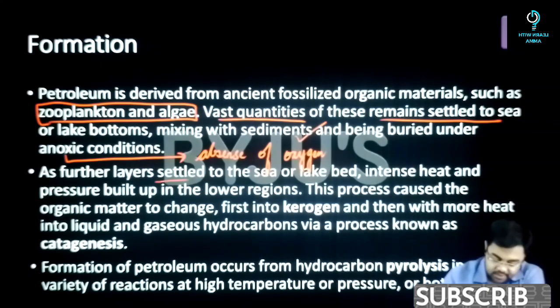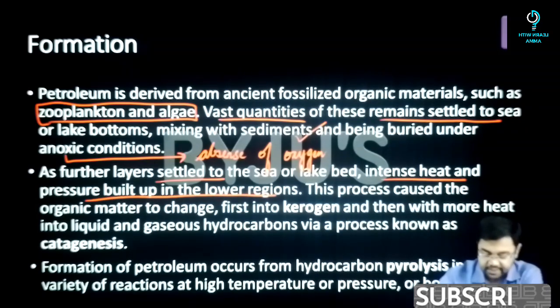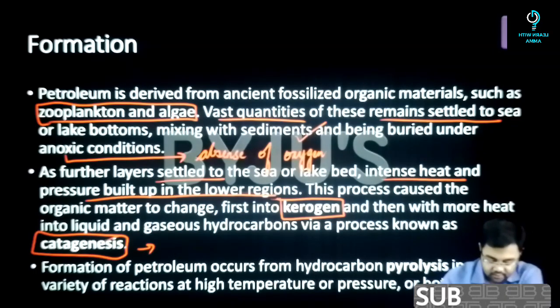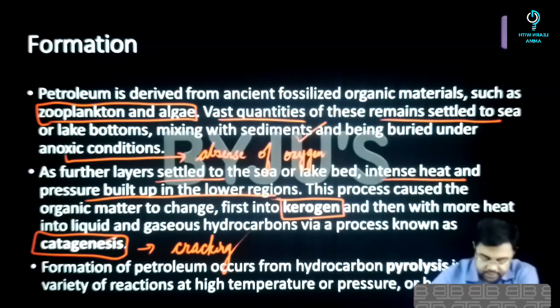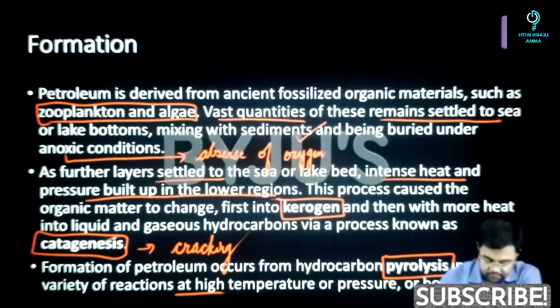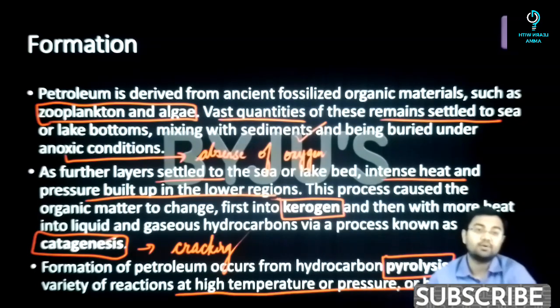Now, as the layers settled further to the sea or lake bed, intense heat and pressure began to build up in the lower regions. This process caused the organic matter to change first into something called kerogen and then, with more heat, into liquid and gaseous hydrocarbons via a process called catalysis, which happens due to cracking of the petroleum product, or you can say cracking of these intermediate steps. So the formation of petroleum occurs from hydrocarbon pyrolysis, in which a variety of reactions happen at high temperature or pressure or both.